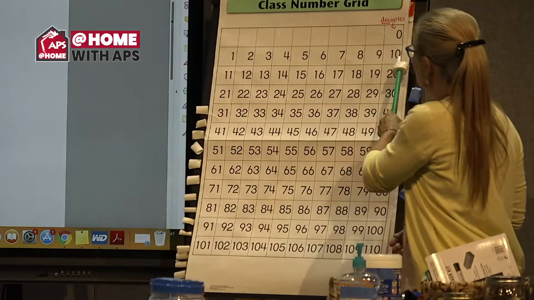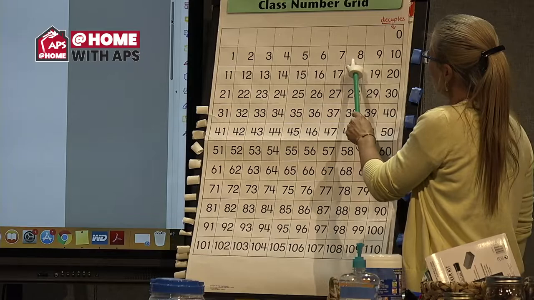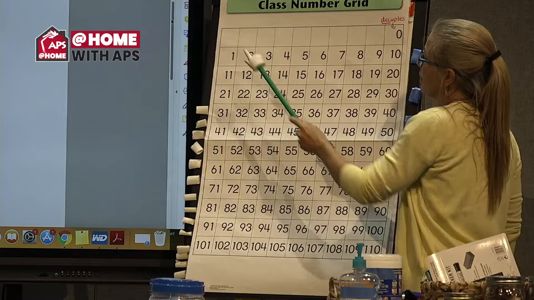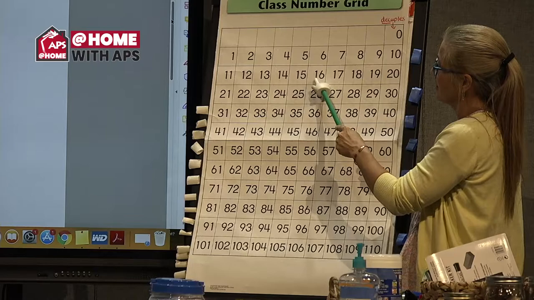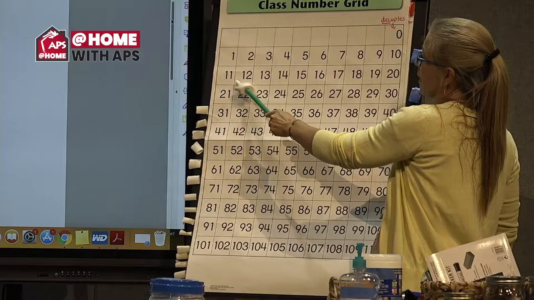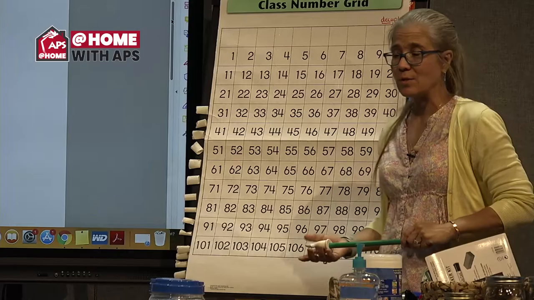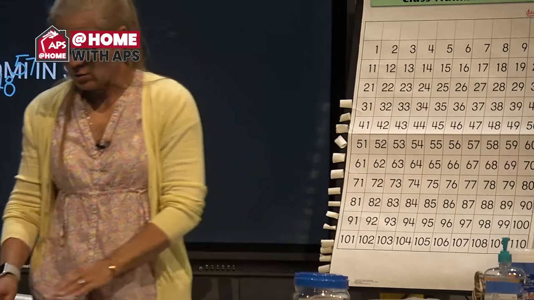We can come over here. We counted backwards from 10 with our book, right? Let's do it one more time. 10, 9, 8, 7, 6, 5, 4, 3, 2, 1. We could count backwards from 20, like we did with our double 10 frames. 20, 19, 18, 17, 16, 15, 14, 13, 12, 11. You could count backwards from 30 or 40 or any of these numbers. And counting backwards is very helpful for helping with subtraction. So it's a good thing for you to practice.